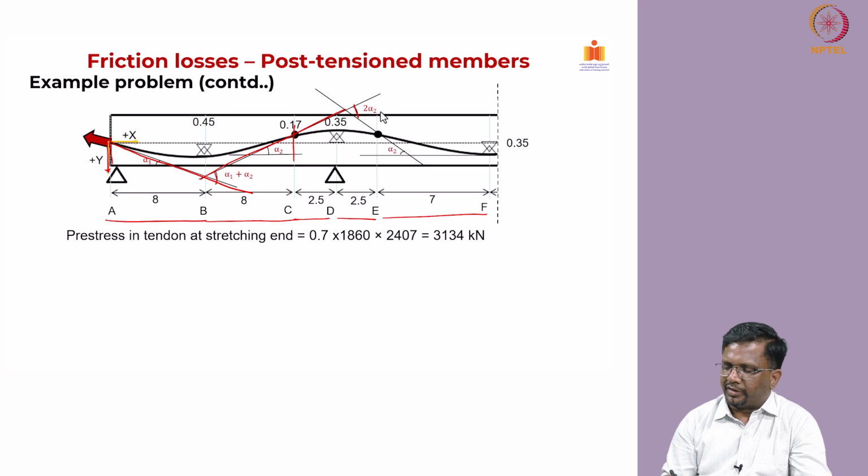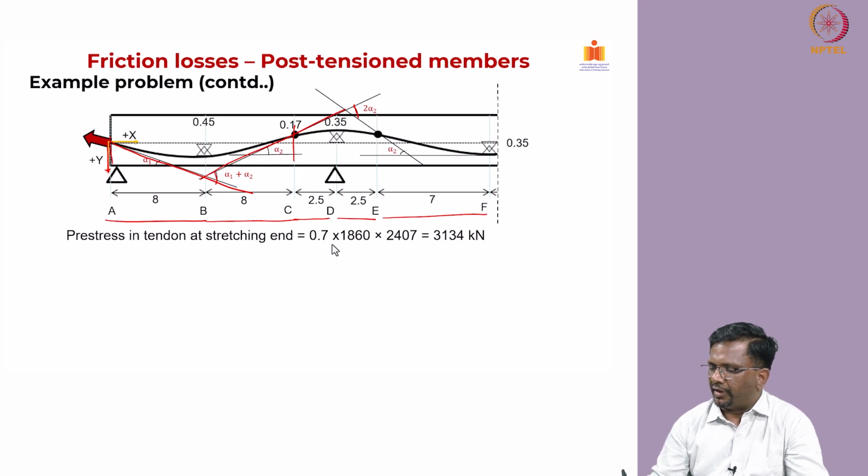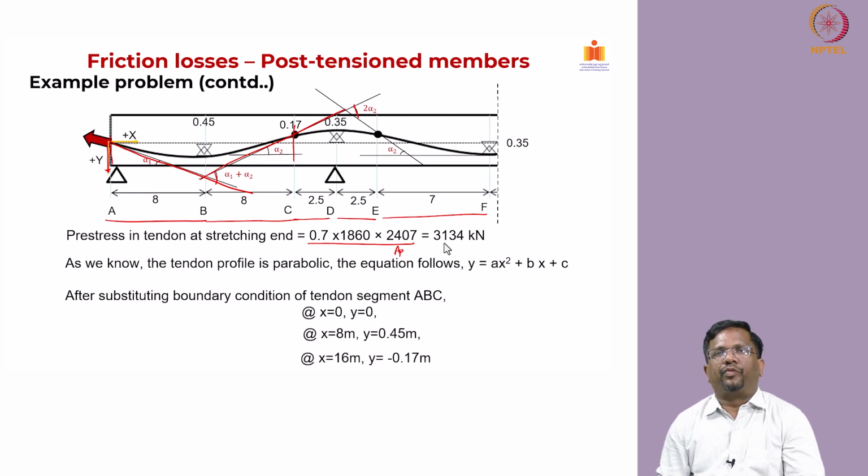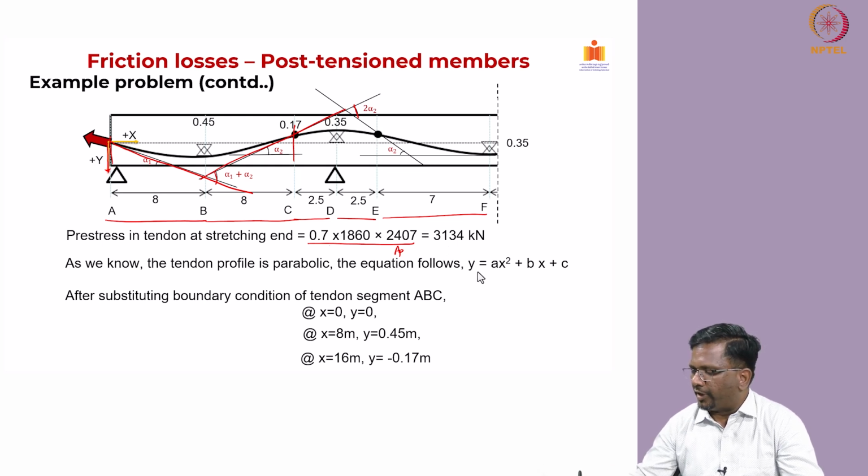First, the pre-stress in the tendon at the stretching end is 0.7 into 1860 into 2000. So, this is 0.7 fpu multiplied by Ap, which will give you 3134 kilonewton.